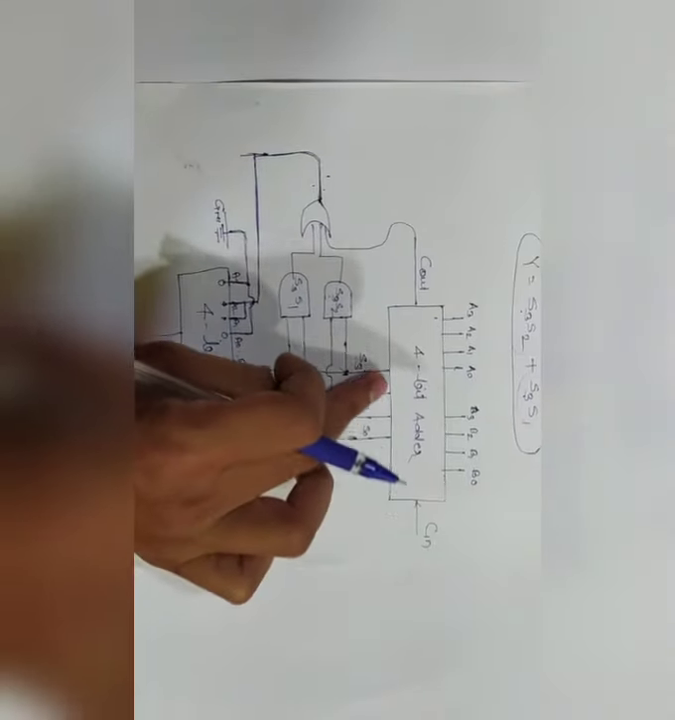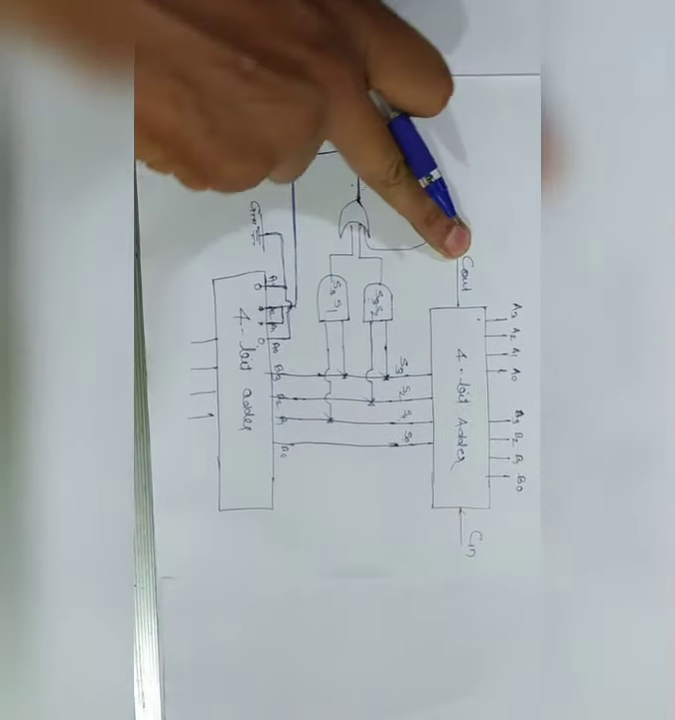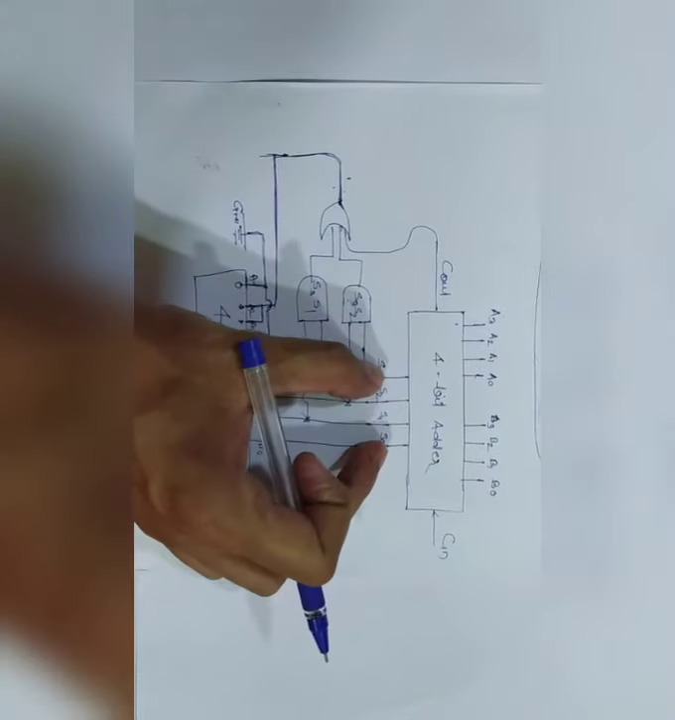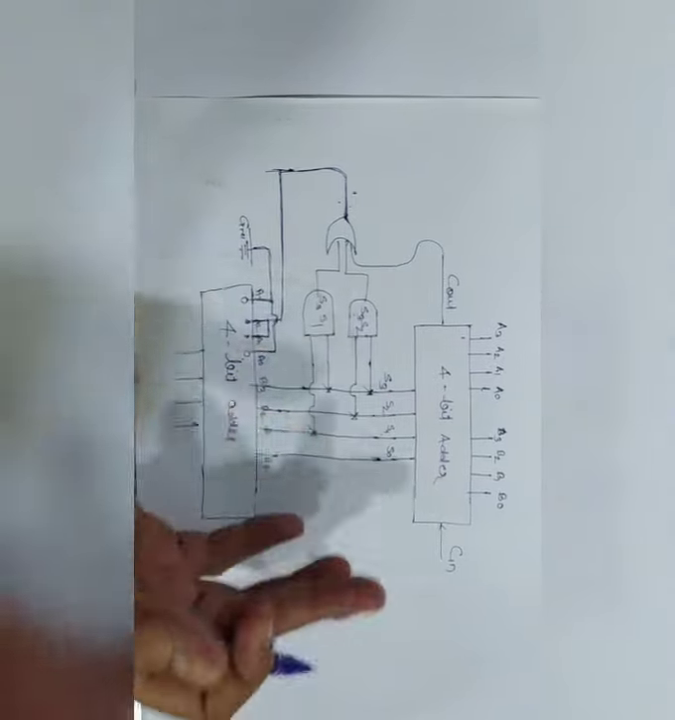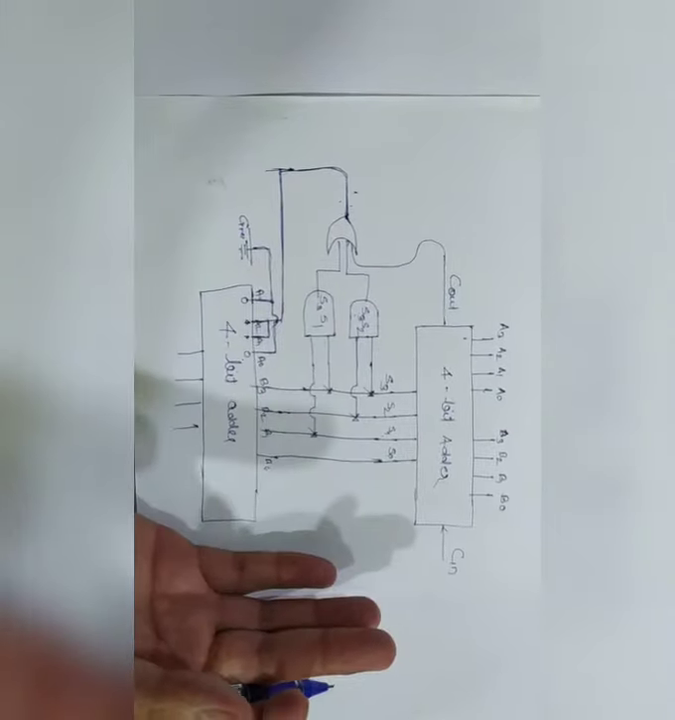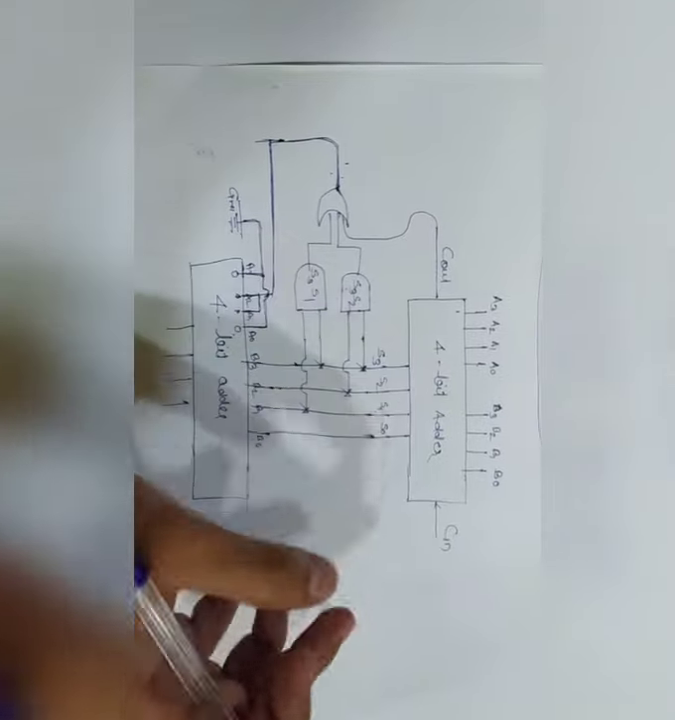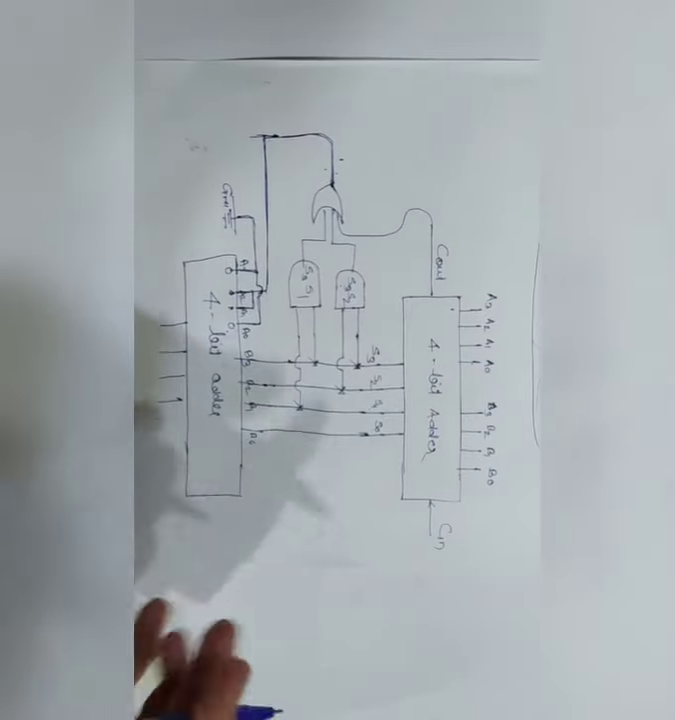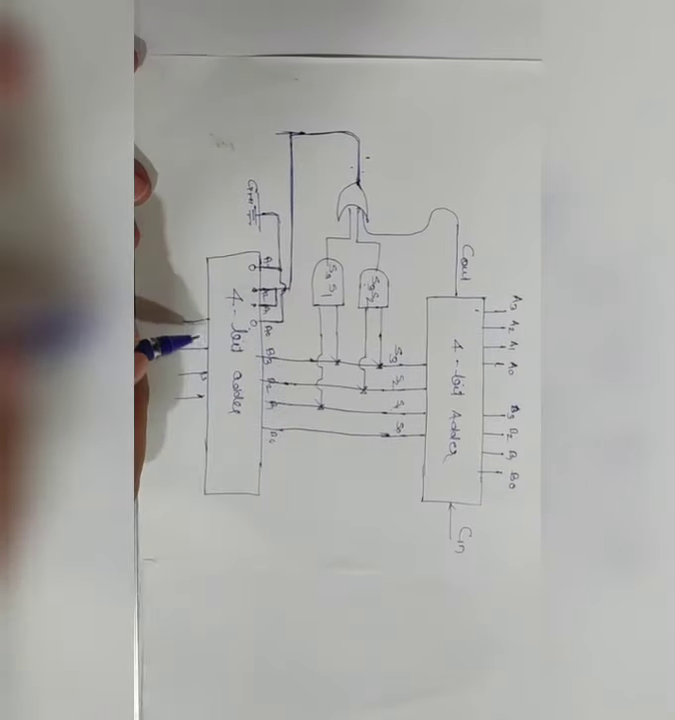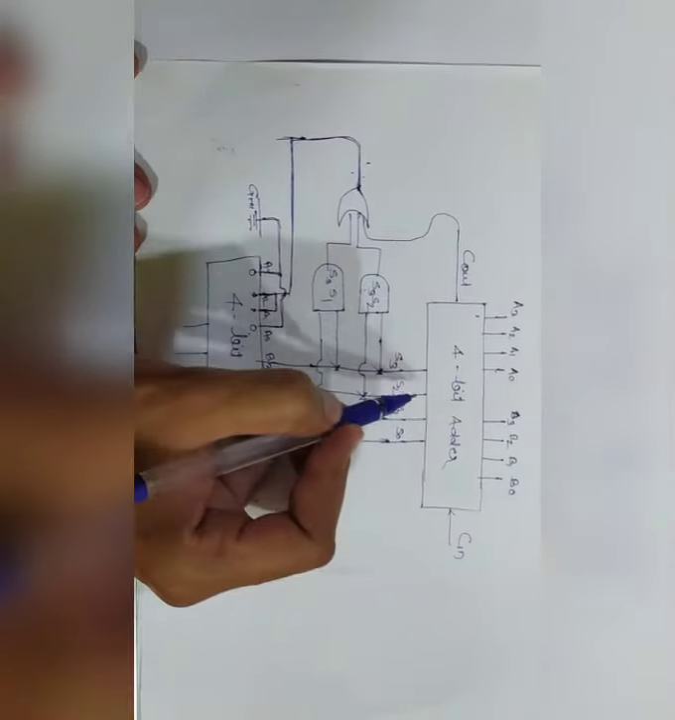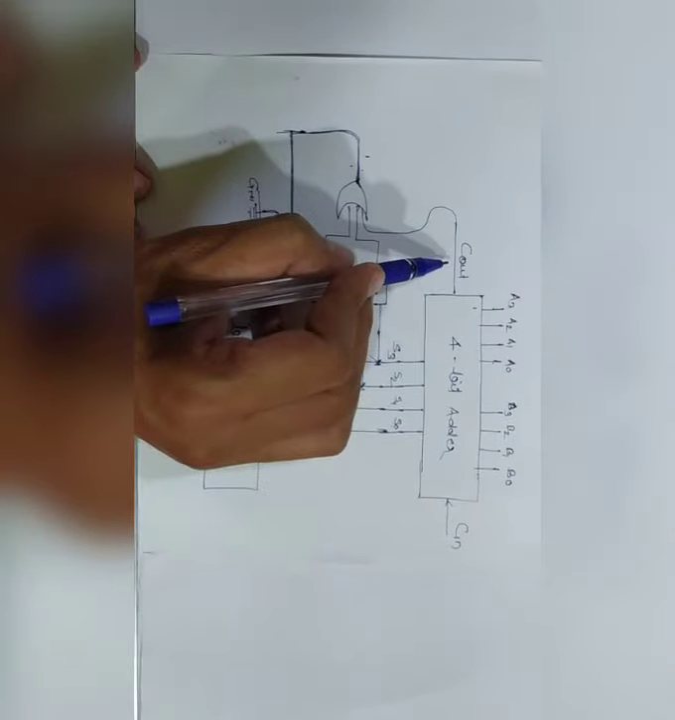If the carry is not generated here, that means this value is less than or equal to 9, so there is no need to add, and this comes out as your original addition, right? Now I'm taking an example, for when the carry is generated or not generated.